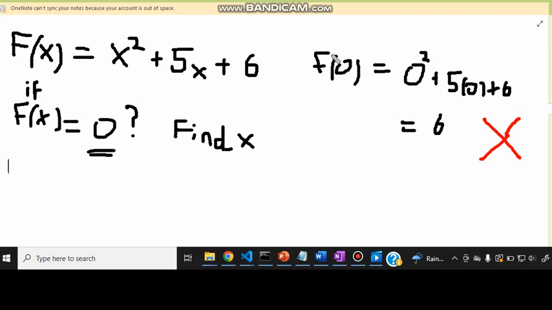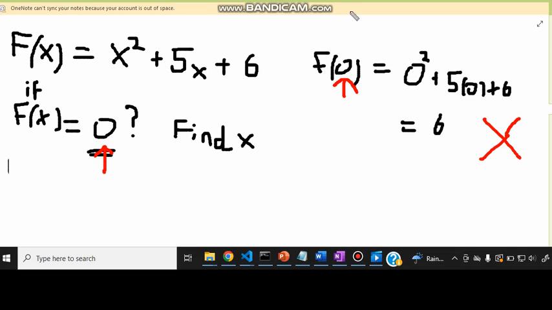Okay, so one wrong way of doing it is to do it the same as we were always doing. So to go, okay, well, f of 0 is equal to 0 squared plus 5 times 0 plus 6, so that equals 6. That is wrong, because we're not trying to find what the output is, we're trying to find what the input is. So here, we made the input 0. Okay, so we found when the input is 0, the output is 6. But you can see here, we want the output to be 0, not 6. So this is wrong, okay?